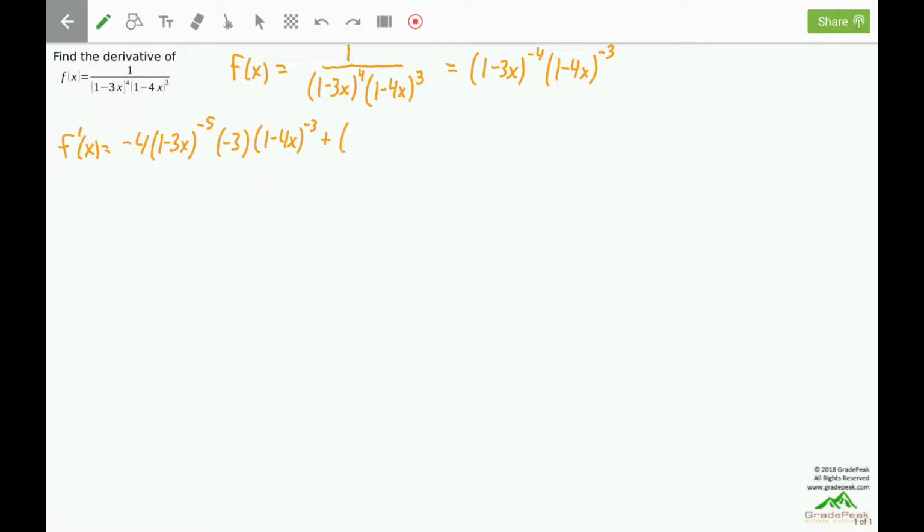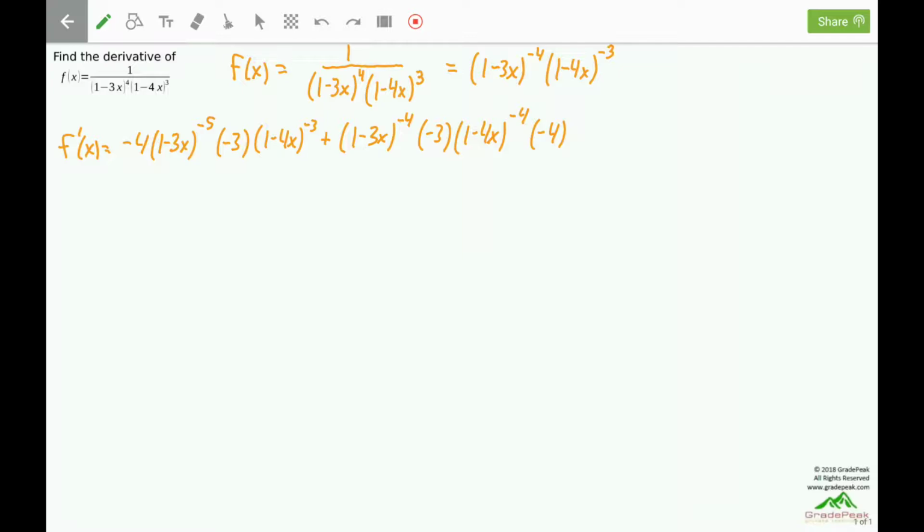plus the first left alone times the derivative of the second, which is a power rule. We'll bring down the power negative 3. We'll leave the inside alone. We'll subtract 1 from the power. Negative 3 minus 1 more is negative 4. And then multiply by the derivative of the inside to complete the chain rule.